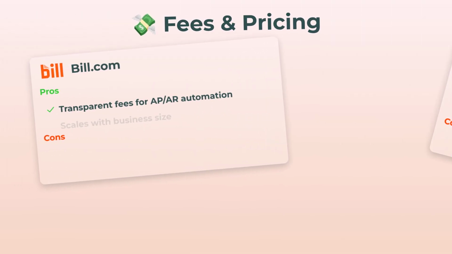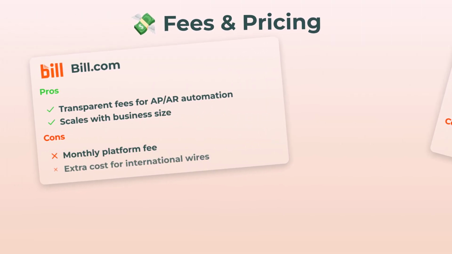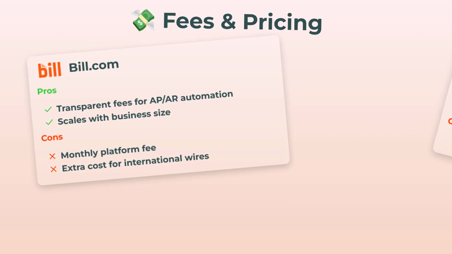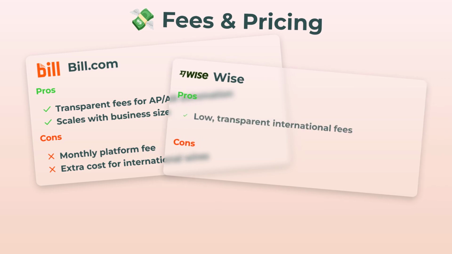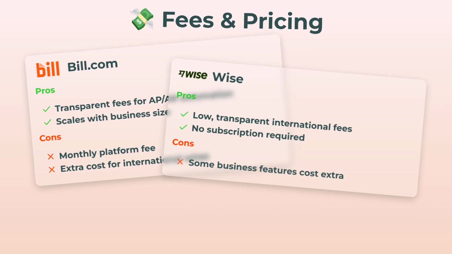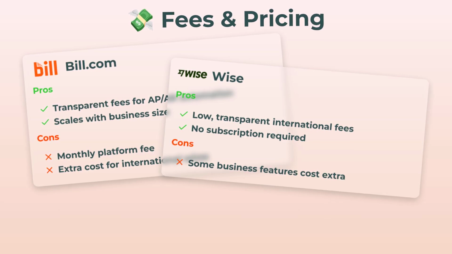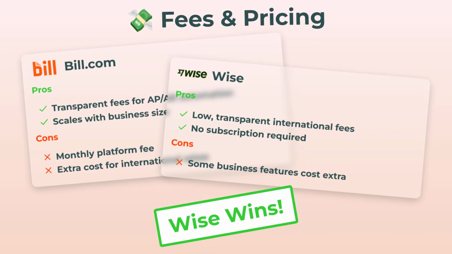Okay, kicking things off with fees and pricing. So Bill.com is pretty upfront about what you'll pay, especially if you're looking to automate AP/AR. But let's be honest, there's a monthly fee and you'll pay extra for stuff like international wires. Wise, on the other hand, is totally playing the low fees game. Seriously, their international charges are just hard to beat. And get this, no subscriptions or random monthly charges, though heads up, some business perks do cost extra. But honestly, for fees, Wise totally gets the edge here.